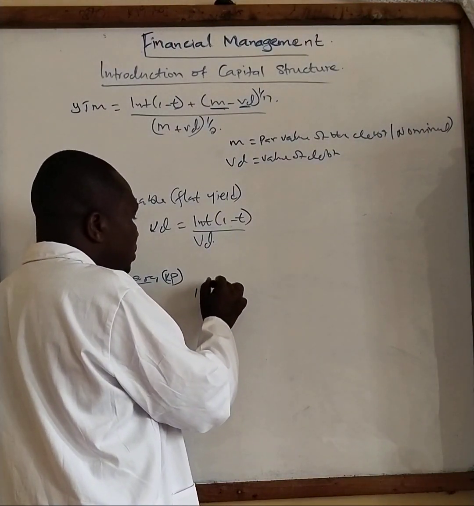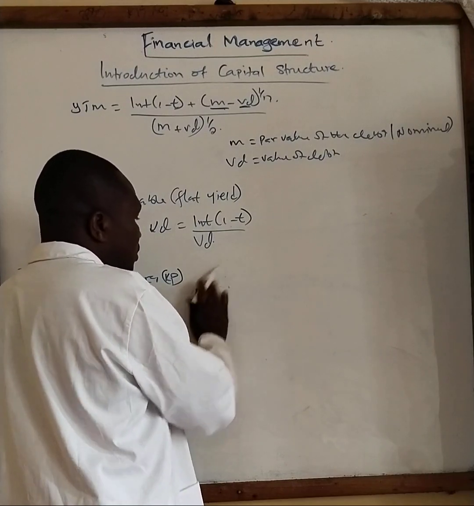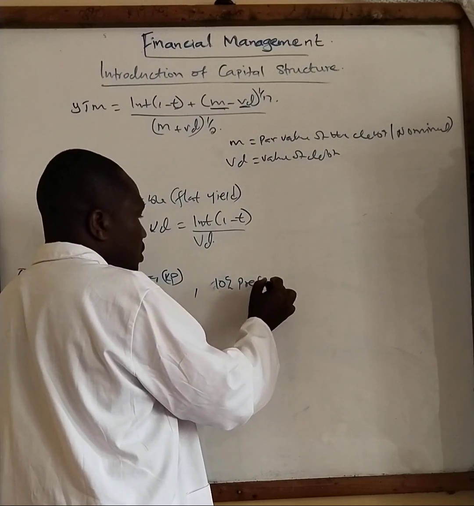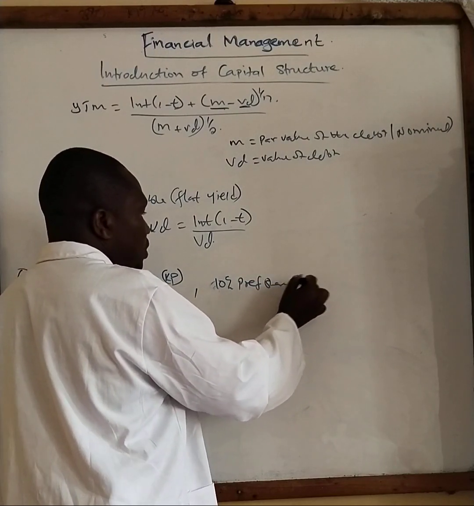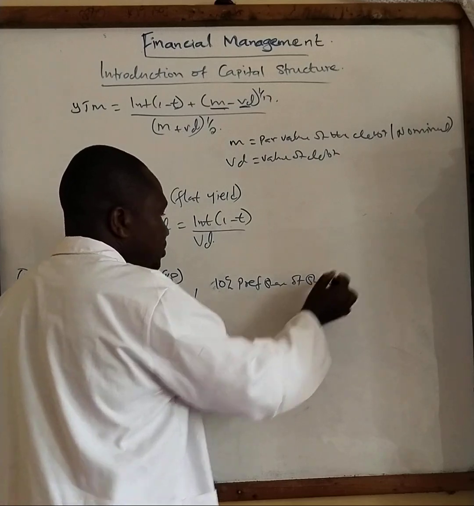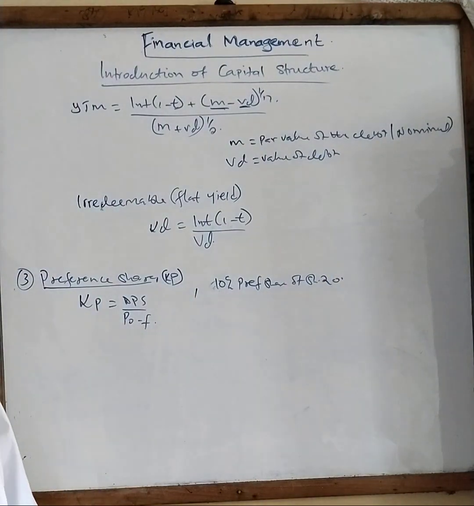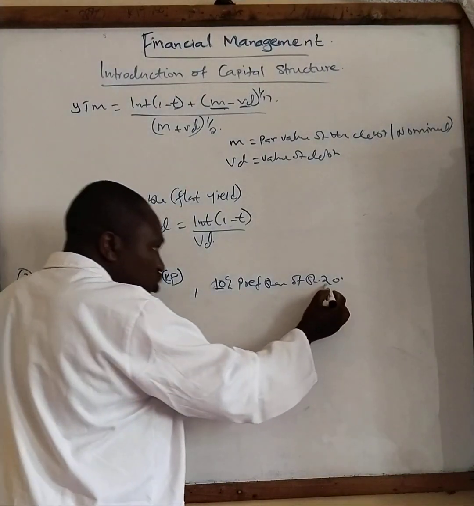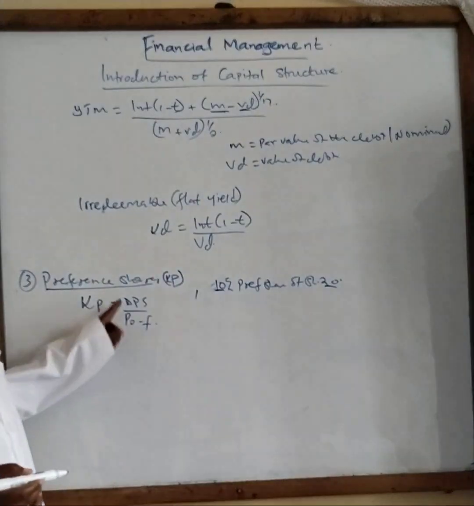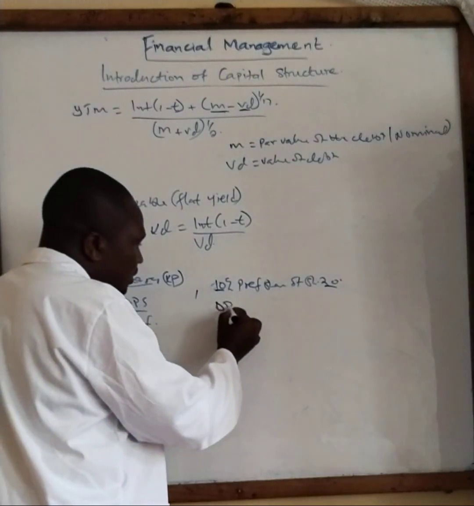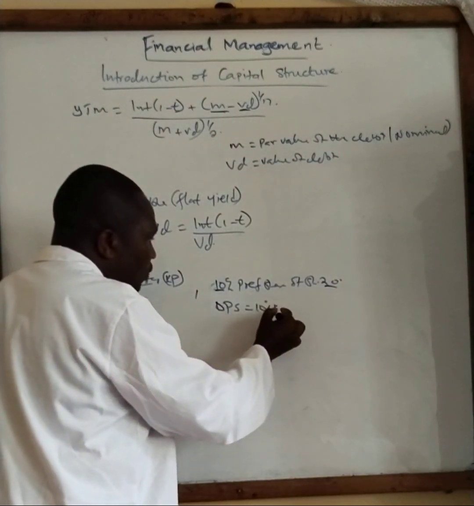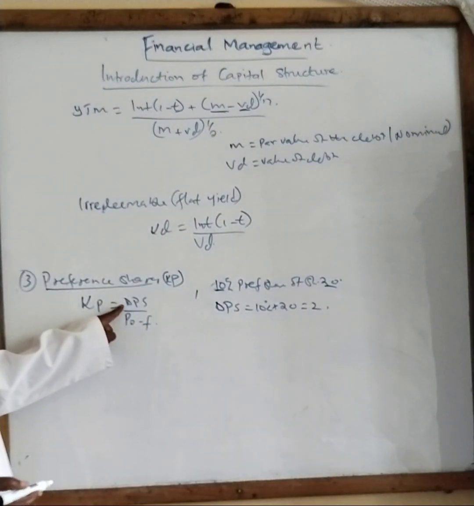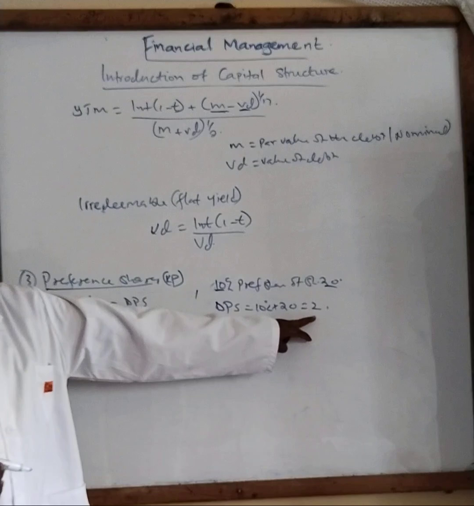They might say 10% preference shares of shillings 20. It means the dividends is at the rate of 10% per share. So therefore, for me to get now the DPS, it will be 10% of 20, which is 2. So therefore, the dividends here, the DPS here will be 2.